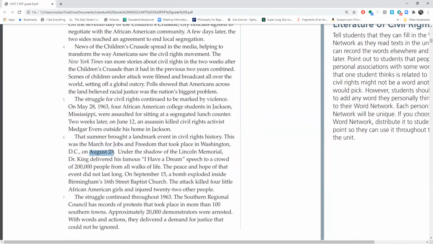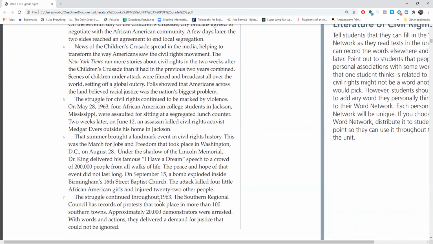on August 28th. Under the shadow of the Lincoln Memorial, Dr. King delivered his famous "I Have a Dream" speech to a crowd of 200,000 people from all walks of life. The peace and hope of that event did not last long. On September 15th, a bomb exploded inside Birmingham's 16th Street Baptist Church. The attack killed 4 little African-American girls and injured 22 other people.